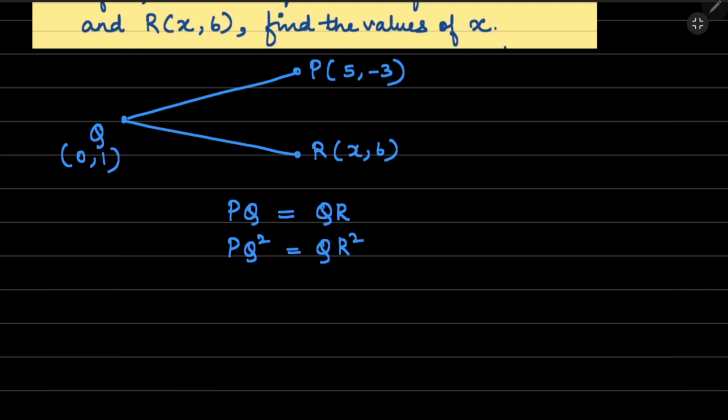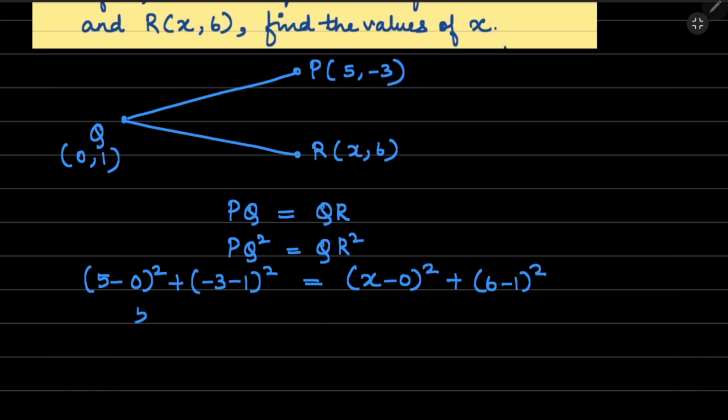So what is PQ squared? Just write the distance formula from P to Q. It is (5 minus 0) the whole squared plus (-3 minus 1) the whole squared. Need not put a square root because we have already squared. QR squared is nothing but (x minus 0) the whole squared plus (6 minus 1) the whole squared. So this is 5 squared plus (-3 minus 1), that is (-4) the whole squared, which is 16. So here let me change it to 25.